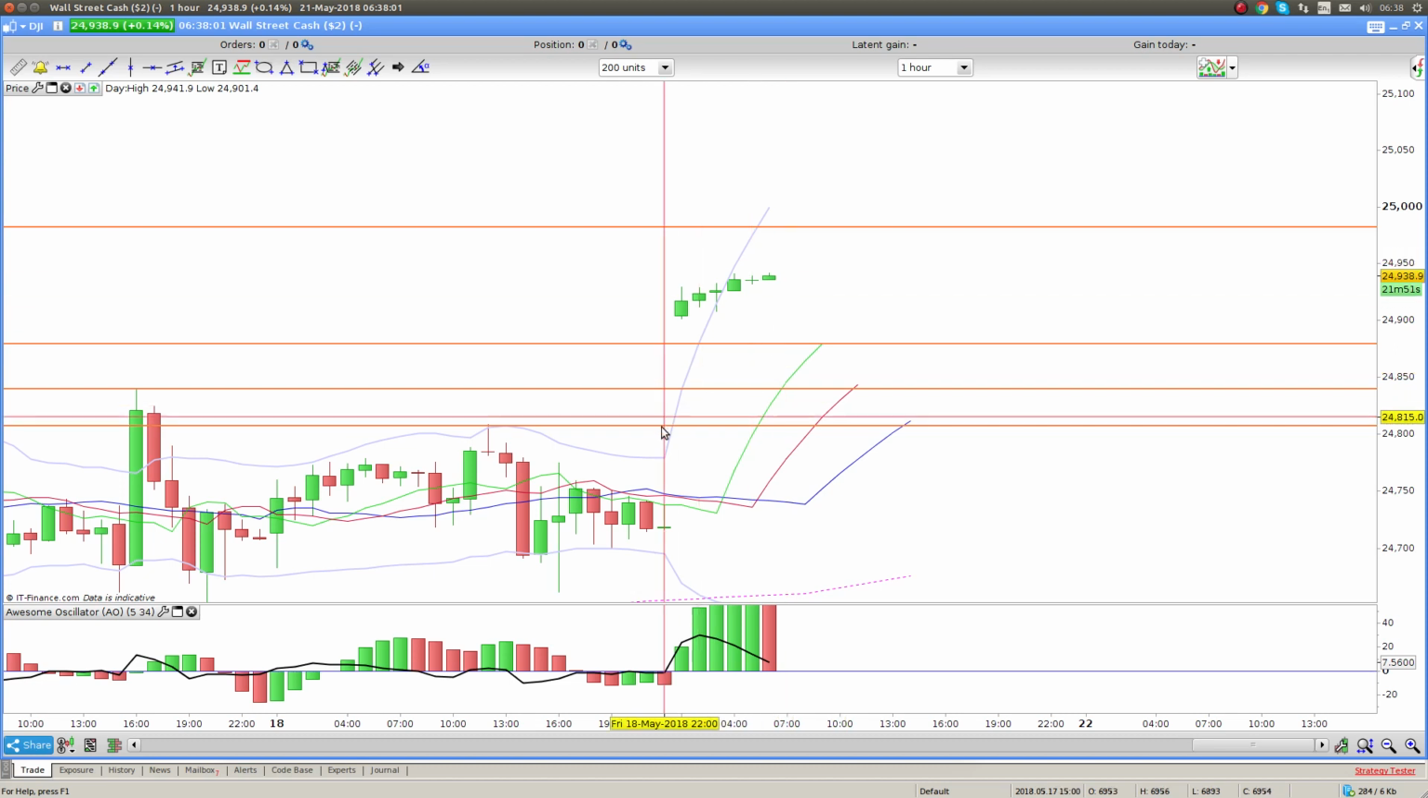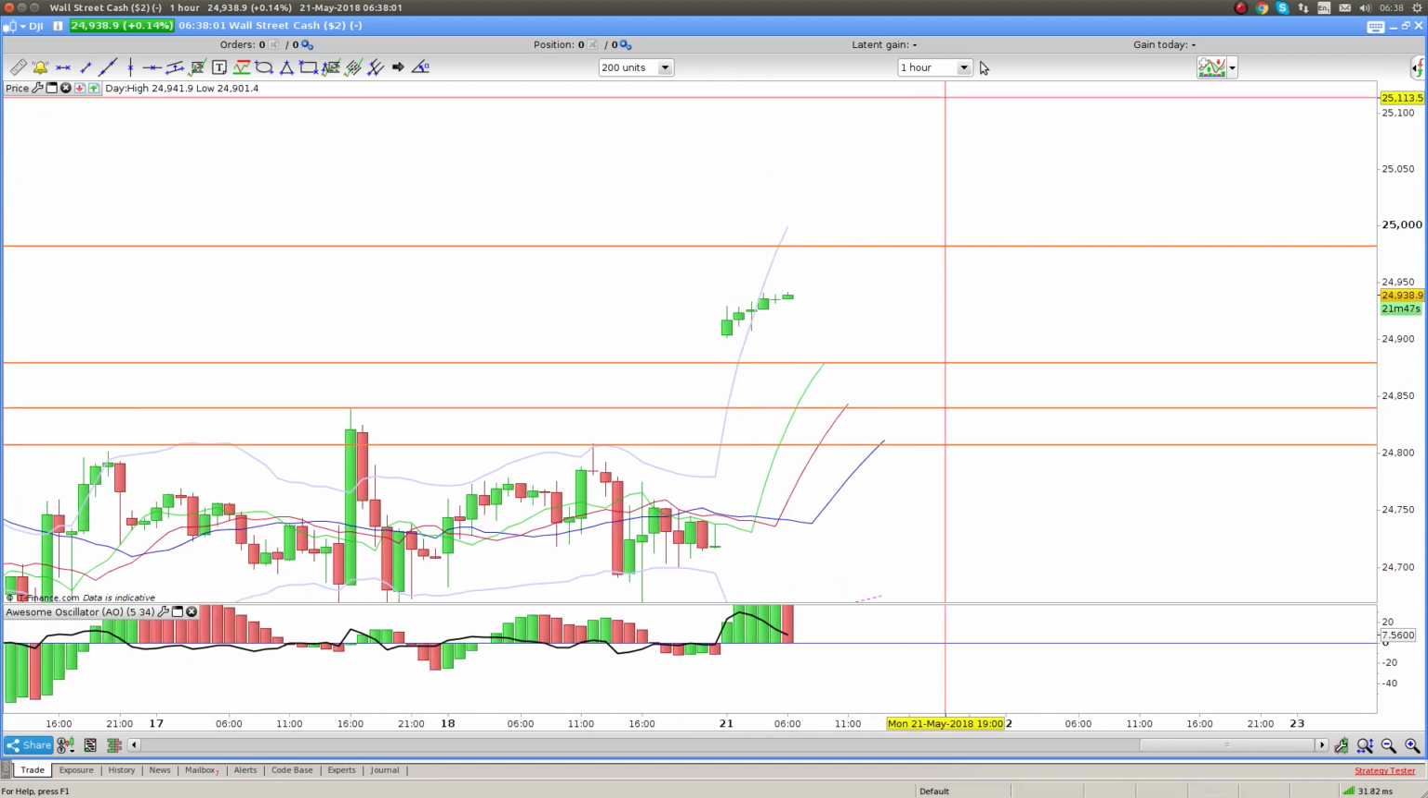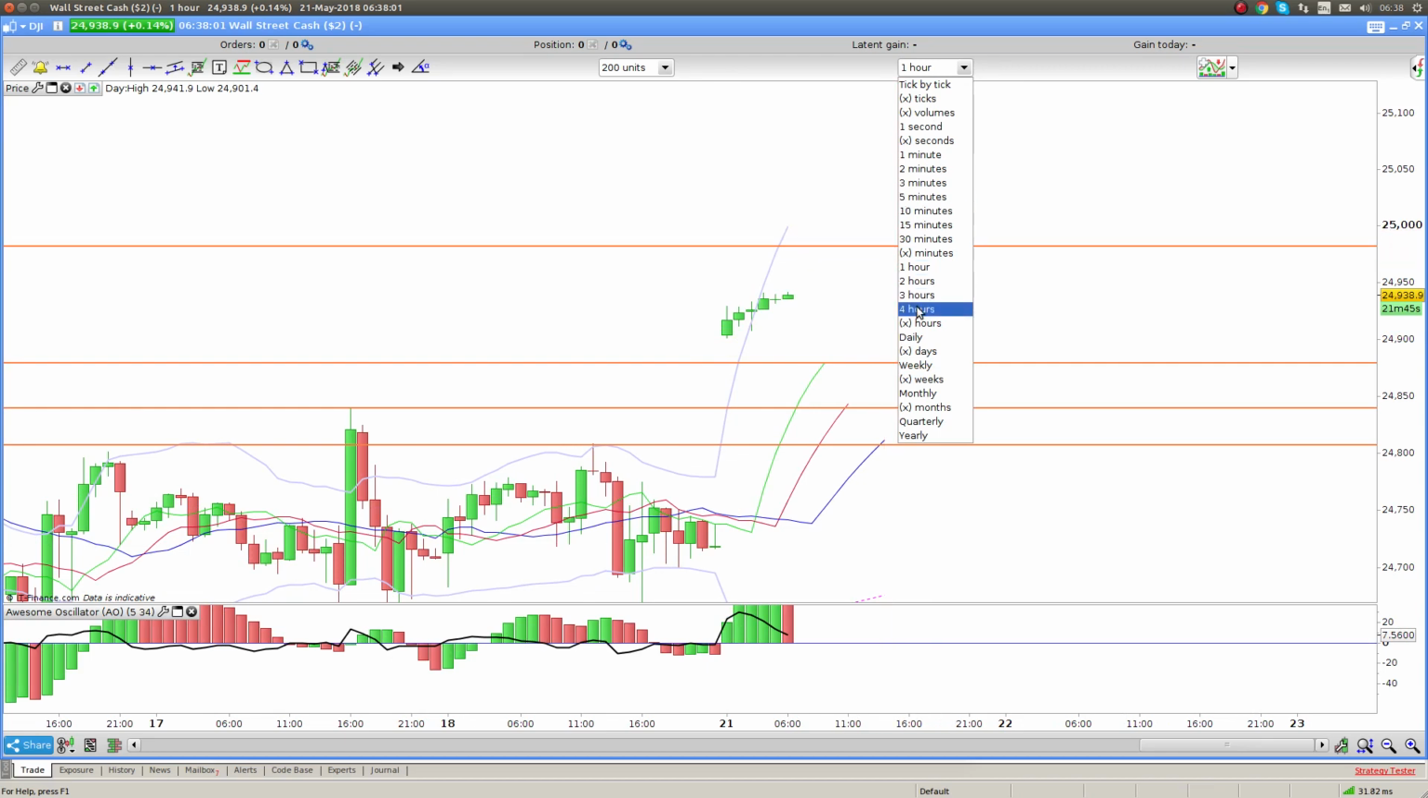And by the looks of things, this is going to be the swing trade for the week. It's going to be onwards and upwards. So that's the Dow, guys.